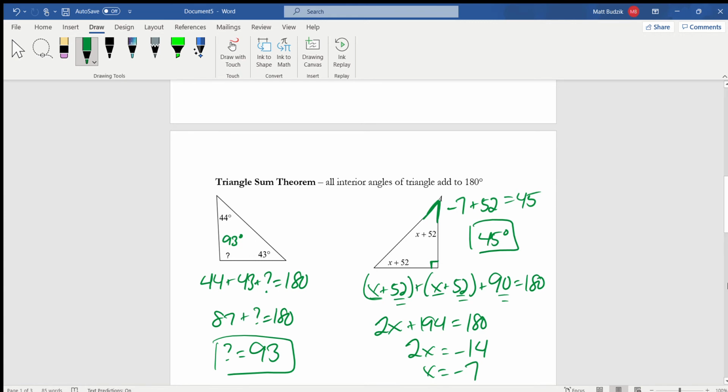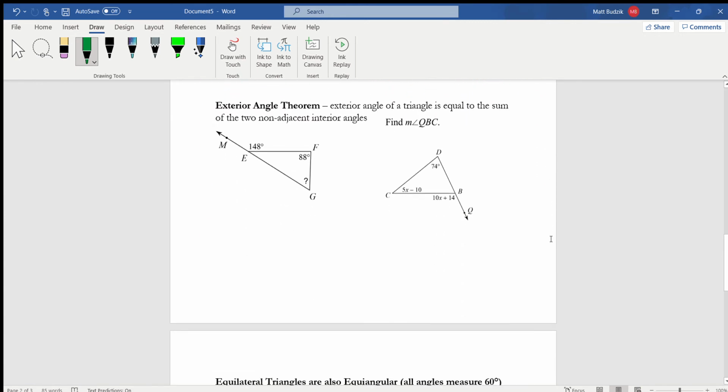All right, on to the next theorem. So we have the exterior angle theorem. This one can get a little confusing, but again, think of it as always just the two non-adjacent interior angles add to my exterior angle. So I have that this is 88 plus whatever this angle is here has to get me to 148 degrees. So if I subtract that 88 over, I get that this is a 60 degree angle. Boom. 60 degree angle, and we are done.